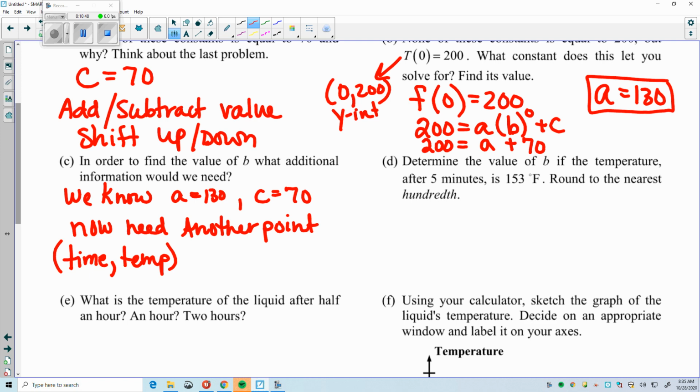That's what this was up here. At time 0, I had a temperature of 200. So I need a time and a temp to plug in to that equation. So we're going to determine the value of B. That's what we're looking for. If the temperature after 5 minutes is 153 degrees Fahrenheit. So think what we said, time, comma, temp. So that gives us the coordinate, the time, so 5 minutes, comma, temp, 153. So there's our coordinate that we're looking for.